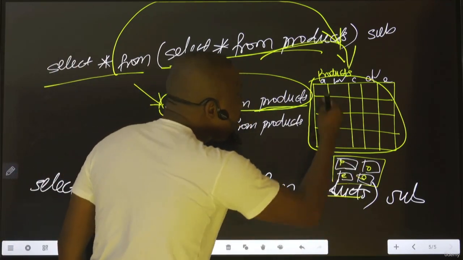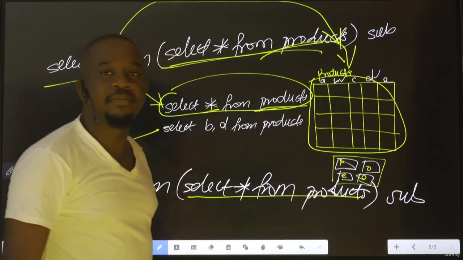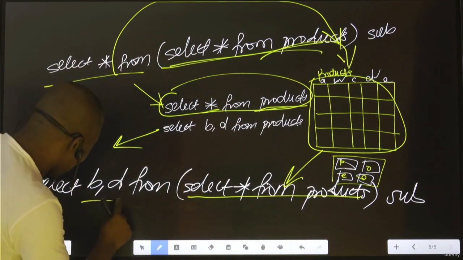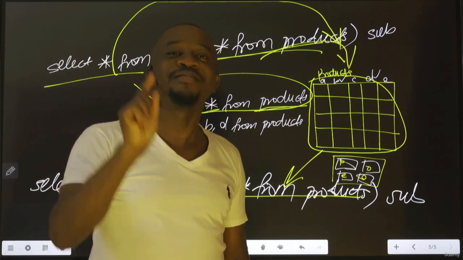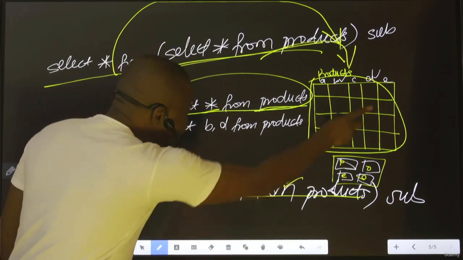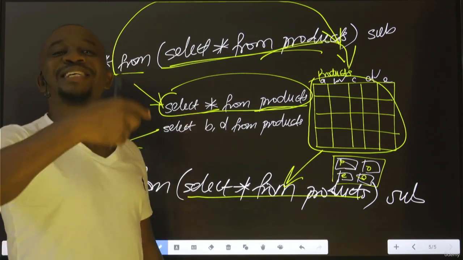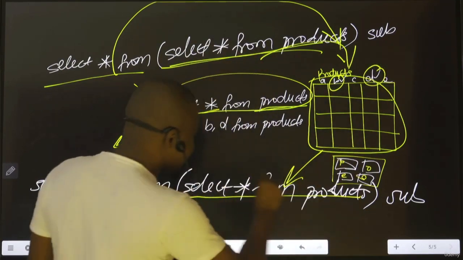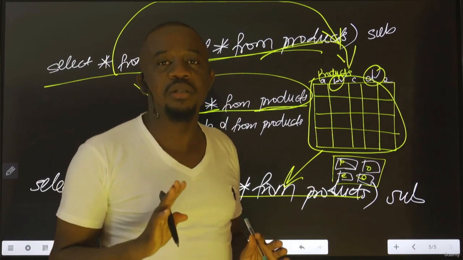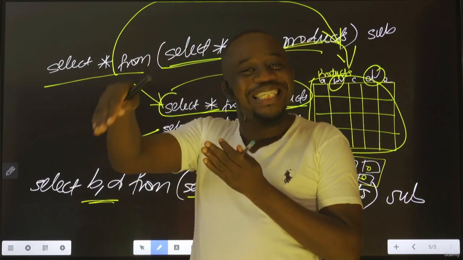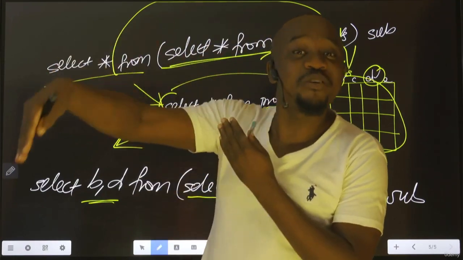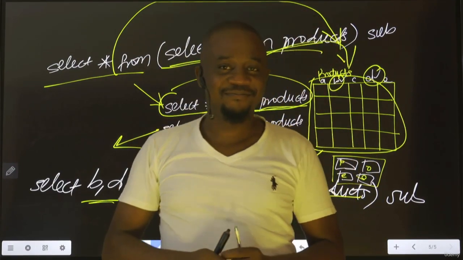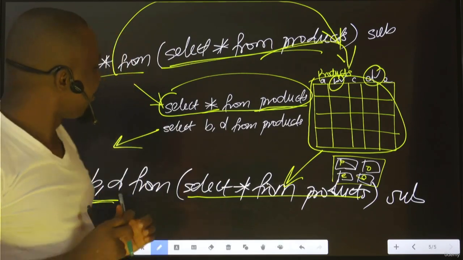This guy will give me all the columns, A, B, C, D, E. I am saying the result of this guy, which is everything here, I also want to select from its result. Select from the result of another query. I am not selecting from the table, I'm picking A and D from its result. That is allowed. That is a subquery: selecting from the result of another select. Okay? You get it? I believe you are getting it.